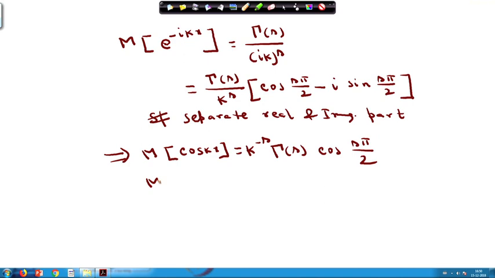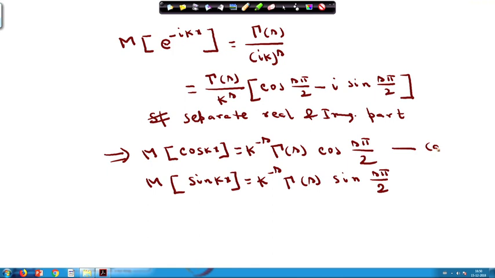And similarly, the Mellin transform of sin kx can be written as k to the power minus s gamma s into sin of s pi by 2. This I may denote as a and b. So, effectively you see, by using the Mellin transform of e power minus i k x, I am finding this, then simply equating the real and imaginary parts, I can tell the Mellin transform of cos kx as k to the power minus s gamma s cos s pi by 2, and the Mellin transform of sin kx as k to the power minus s gamma s into sin s pi by 2. And I will just show you the application of this.